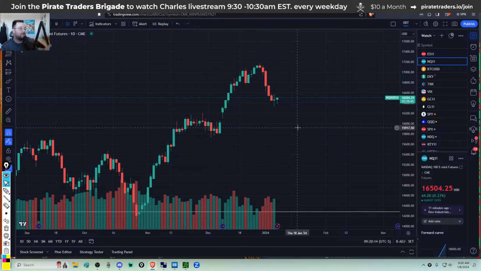So yeah, it's exactly the same. Exactly the same as the ES. The one thing I would say is they came very close to making a higher high on the daily candles there. If they had done that, that would be a sign they've had enough of a pullback.